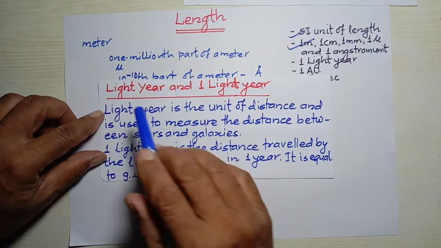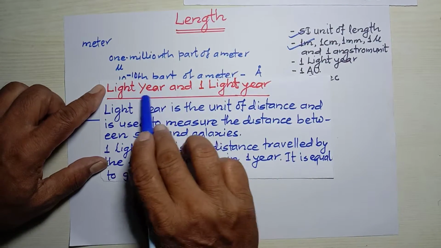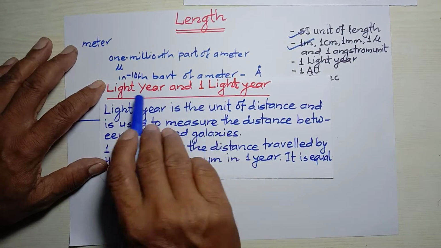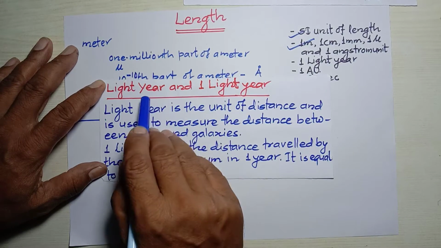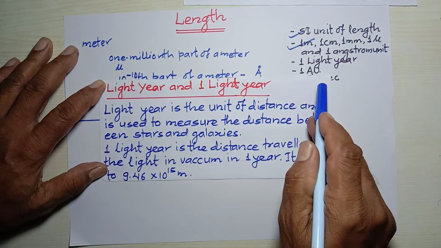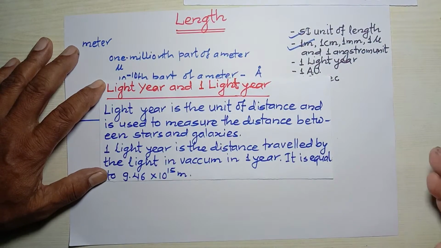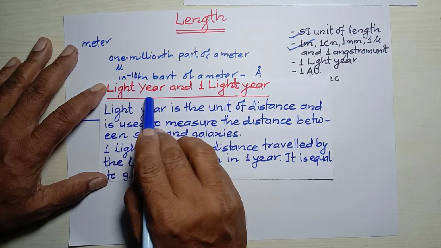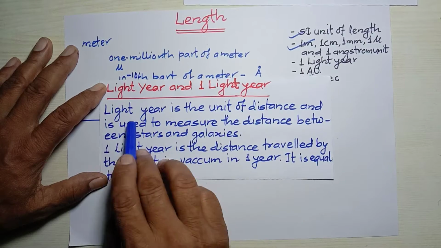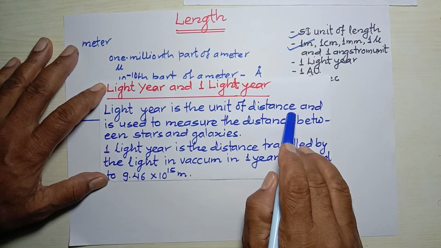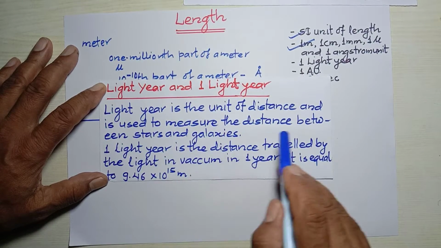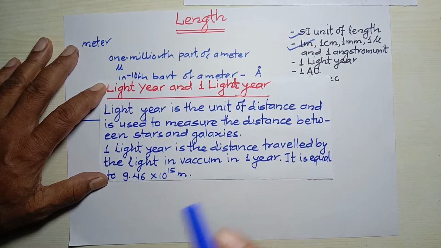Look at this. Sometimes we mix up light year and 1 light year. Actually light year is different than 1 light year. Meter is different than 1 meter. Like that, light year is different than 1 light year. That's why light year and 1 light year is the unit of distance and is used to measure the distance between stars and galaxies.